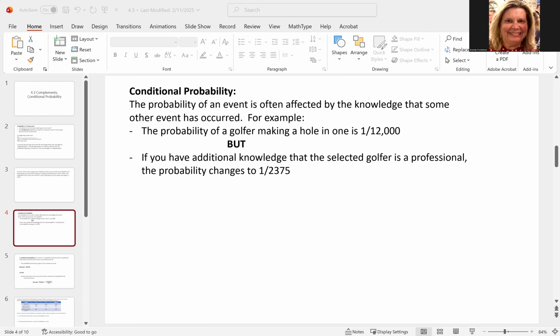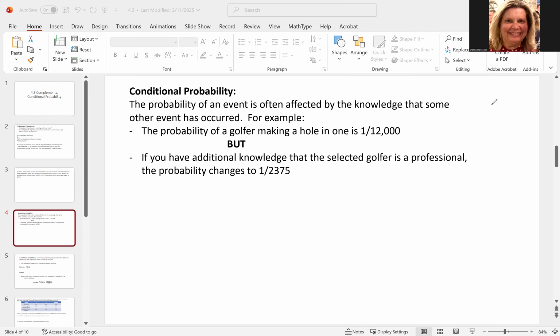Conditional probability is finding the probability of an event when you know something else has occurred. So, as you can see here in my example, suppose that we know that the probability of the general golfer making a hole in one is 1 out of 12,000. All right, so pretty rare.